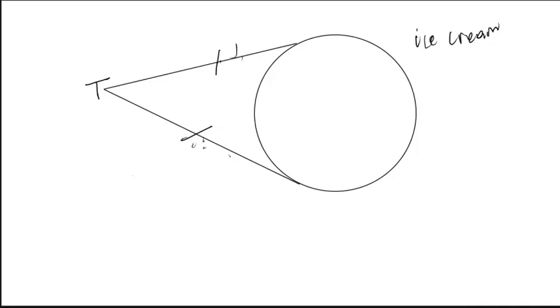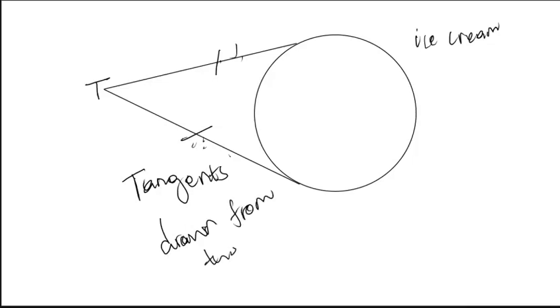And then your reasoning, ladies and gentlemen, will be: tangents drawn from the same point. We know that the tangents that are drawn from the same point outside the circle, which is point T, should be equal in length.